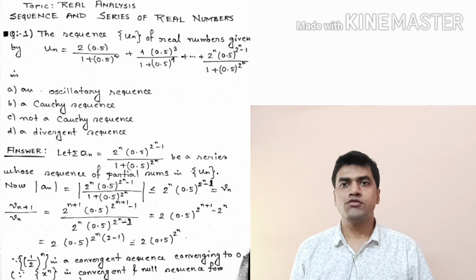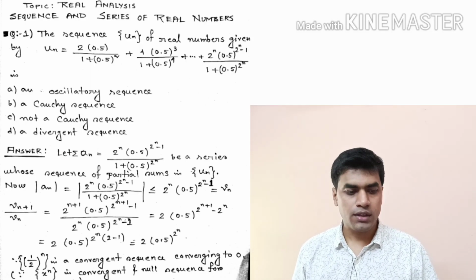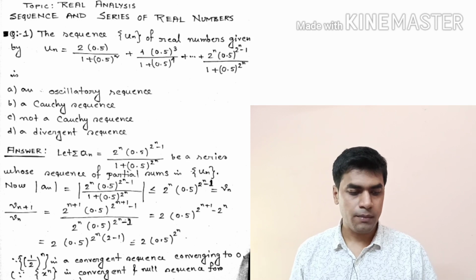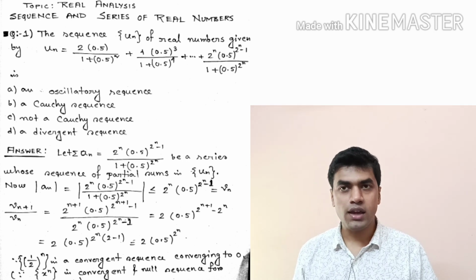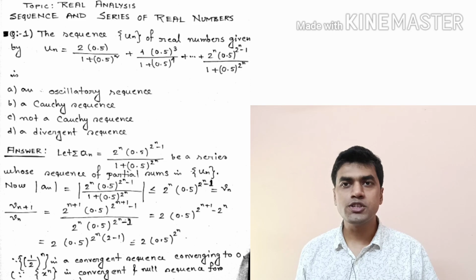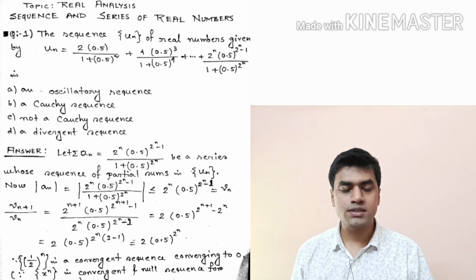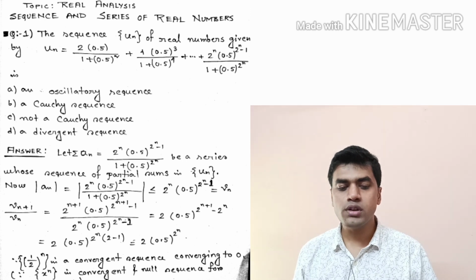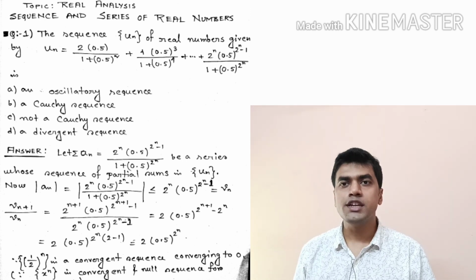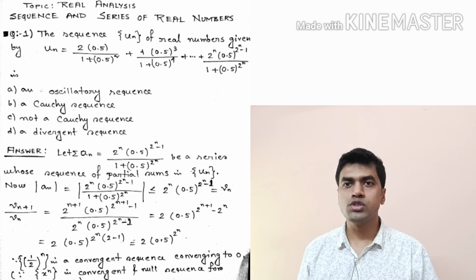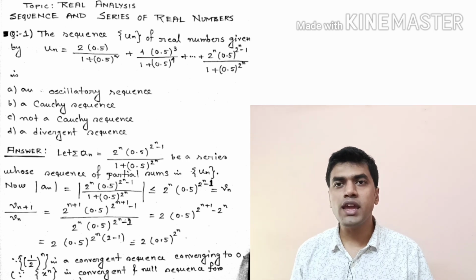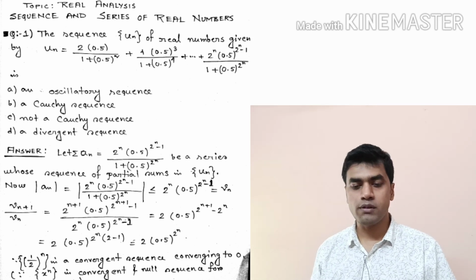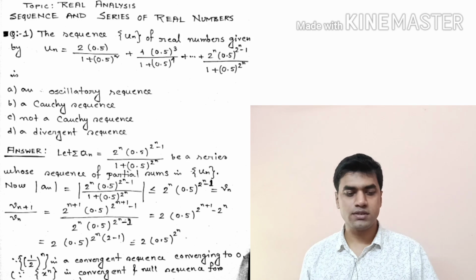So follow me. Friends, now look at the first MCQ, that is question number 1 in your screen. The sequence within braces un of real numbers is given by un equals 2 multiplied by 0.5 divided by 1 plus 0.5 whole square, plus 4 into 0.5 whole cube divided by 1 plus 0.5 whole to the power 4, plus and so on, plus 2 to the power n 0.5 to the power 2 to the power n minus 1 divided by 1 plus 0.5 whole to the power 2 to the power n, which is the nth term of the sequence.